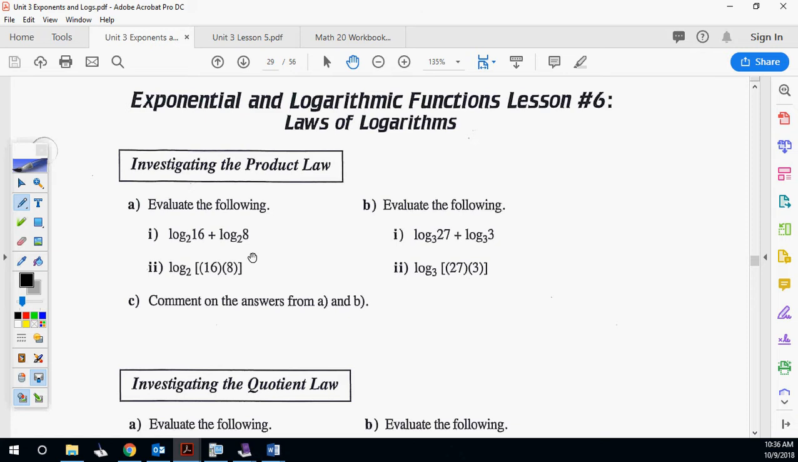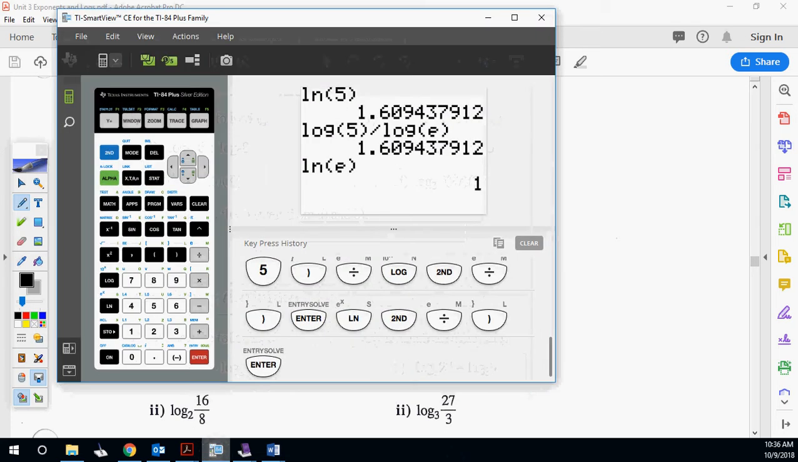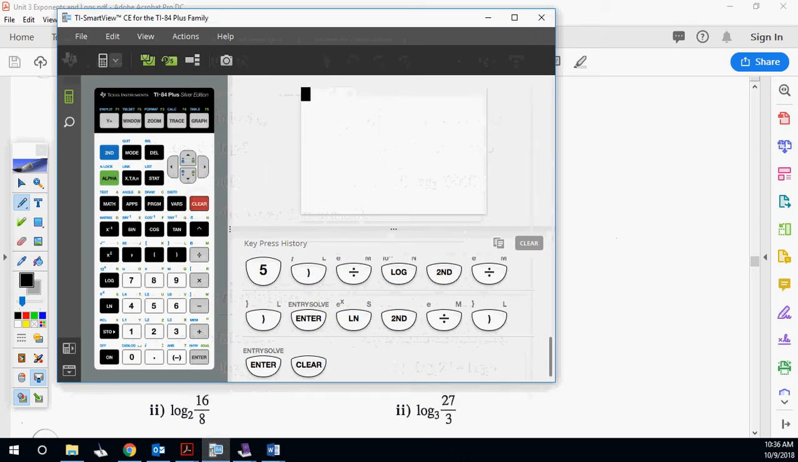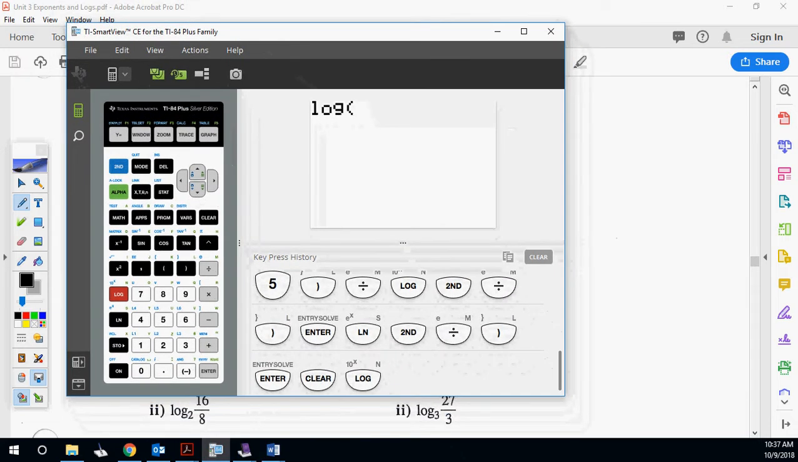So evaluate the following. We did log base 2 of 16 plus log base 2 of 8, and then what's log base 2 of 16 times 8? If you go ahead and calculate those, it looks like I do have my calculator, so I can try that real quick. I have to do this a little bit differently here.